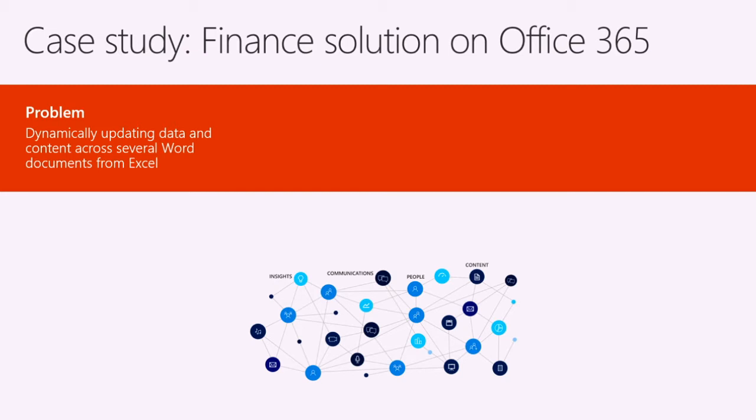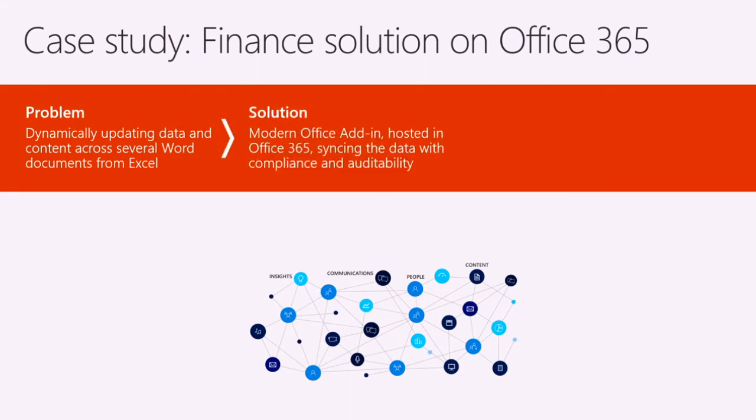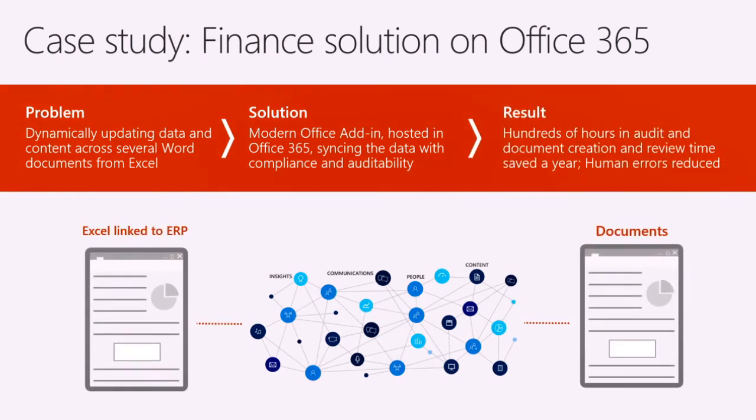So what we did was we took an Excel spreadsheet, we created an add-in in Office 365, and we allowed you to tag items in that Excel spreadsheet and then use those in order to create all of the downstream documents and keep them in sync with the data in that canonical Excel spreadsheet.